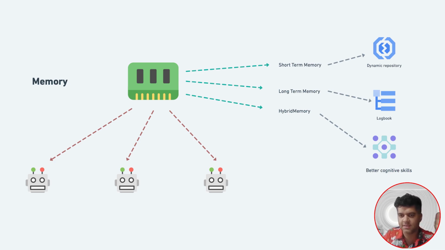Long-term memory expands the agent's knowledge base by storing past interactions, learned patterns, and domain-specific information, enabling it to provide more informed responses and make better decisions over time.